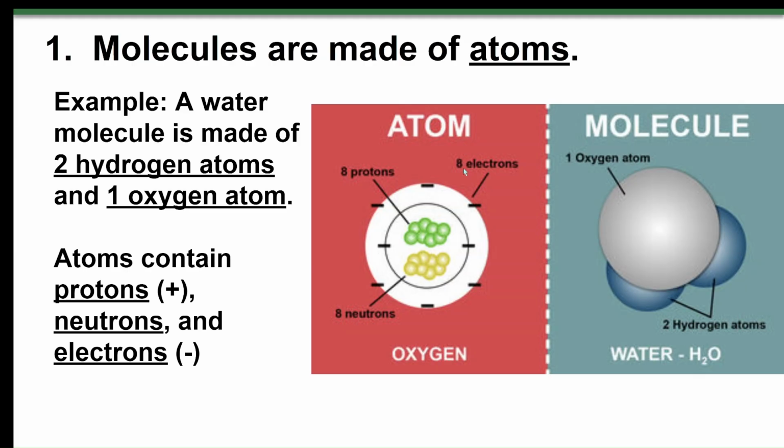8 protons. Each proton has a positive charge of +1. So if each one is +1 and we have 8 of them, that means in the middle here we've got +8. And each electron is -1. And so we have +1 for each proton, -1 for each electron. That means +8, -8. So the total charge of this thing would be 0.